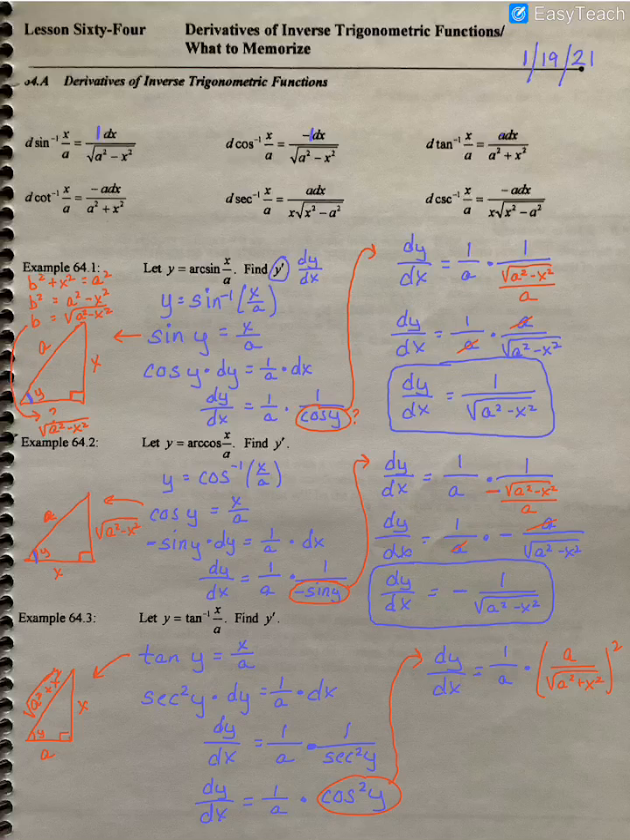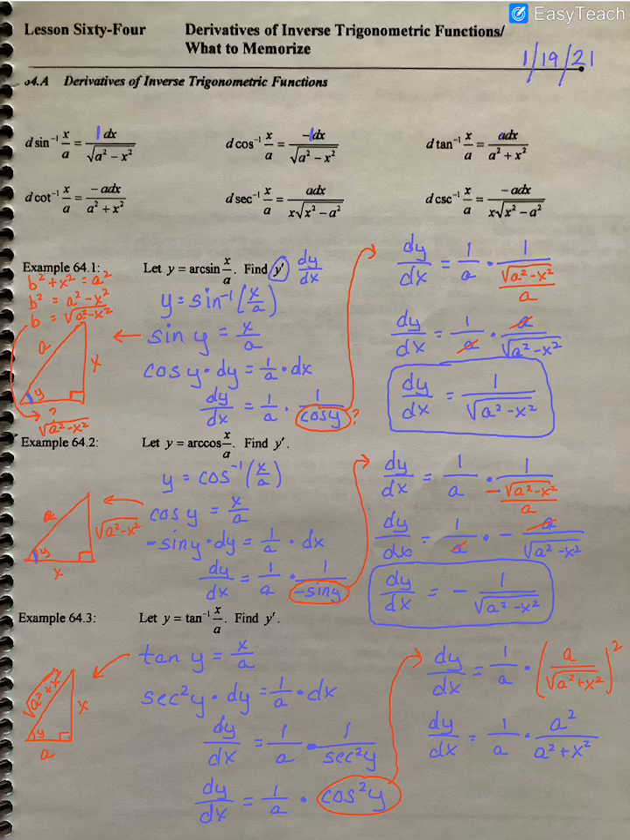Okay. Do the cleanup. dy/dx. Let's see. It's 1 over a times a squared over, what happens when you square a square root? You just get a squared plus x squared.